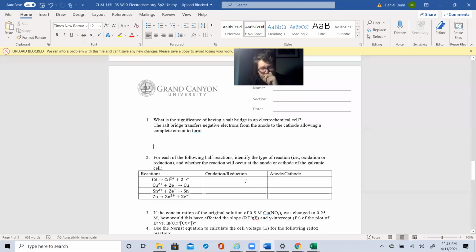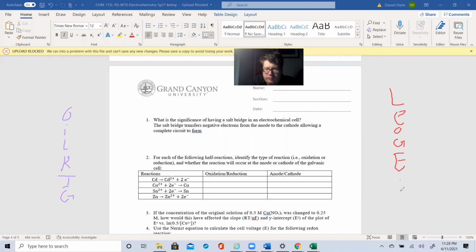Okay. Here, you should tell me if it's oxidation or reduction. So remember, oxidation is loss of electrons, or OIL RIG. Reduction is gaining electrons. It's OIL RIG, or LEO goes GER, either one. Oxidation is losing, reduction is gaining. Loss of electrons is oxidation, gaining electrons is reduction.